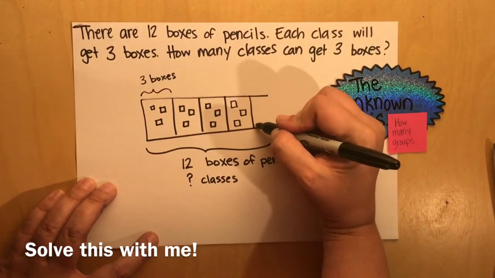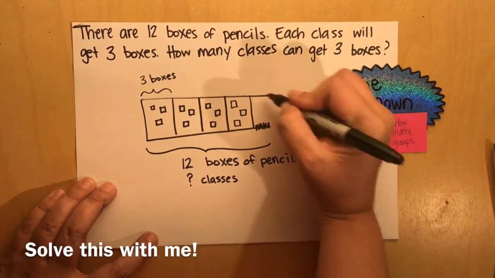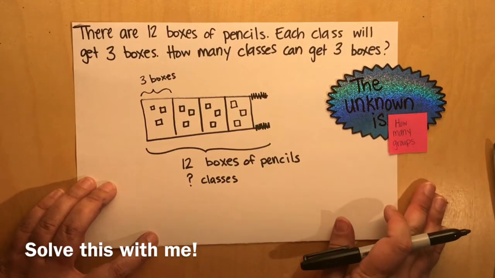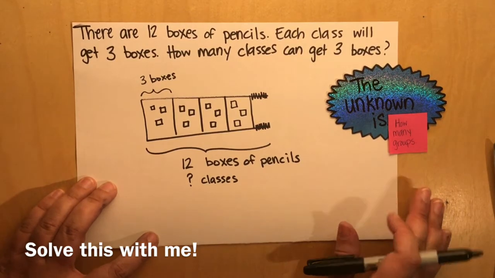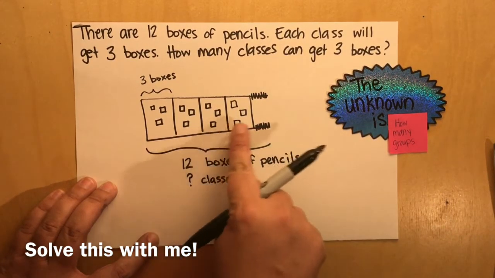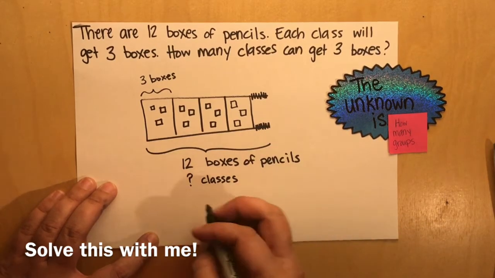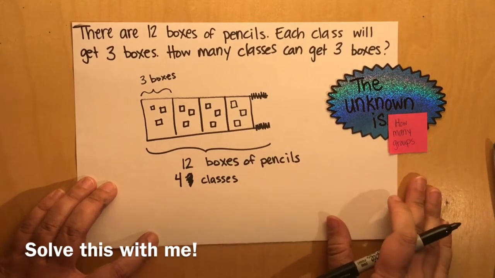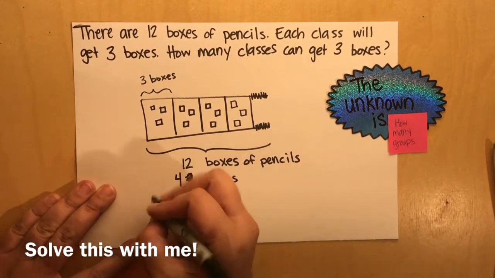Now, this is why we do math with a pencil. Since I did mine with a pen, I have to cross this out. If I had a pencil, I could erase that and have a nice, neat tape diagram. So now I see that 4 classrooms were able to get 3 boxes of pencils. I can cross out my unknown and replace it with the known. Now I can write my division problem.